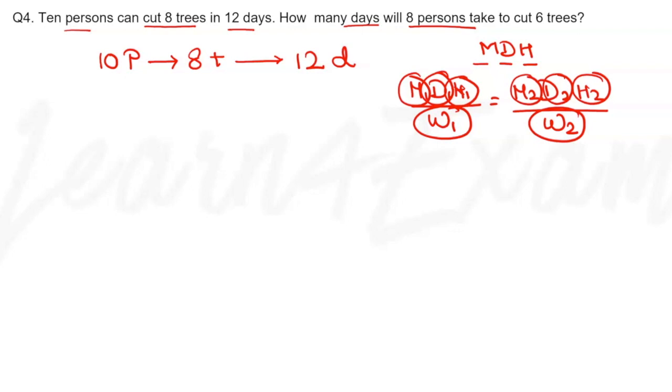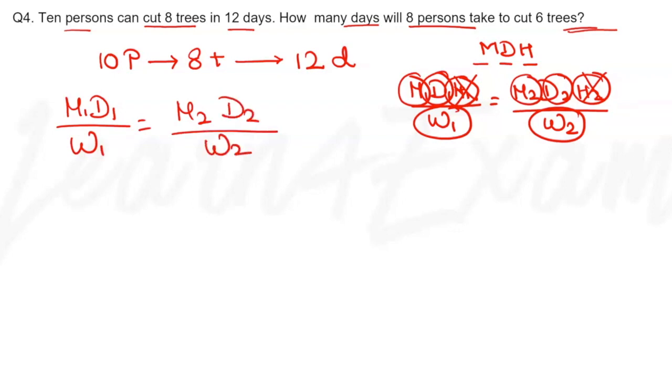Now there might be questions where you don't need to put in the hours, as in this question itself, there's no information in hours. So you can erase hours from both sides of the equation, which makes M1 into D1 divided by W1 equal to M2 into D2 divided by W2. Now, how many men are cutting? This is the first, this is the second scenario, right? So, number of men in the first scenario, 10. Number of days, 12. And what is the work done? They cut 8 trees. So, that is the work done.